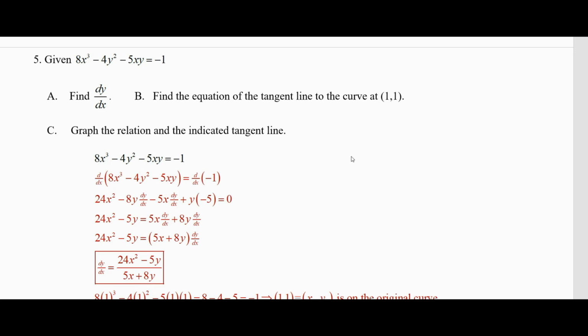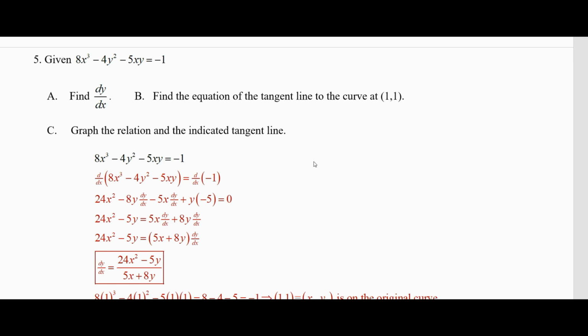So here we're given an implicit function, or not really a function, but a relation: 8x cubed minus 4y squared minus 5xy equals -1. And here y is not a function of x, x is not a function of y, but we can still find dy over dx. So locally, we have a function, so this makes sense. We still have a tangent line, and that's the slope of it.